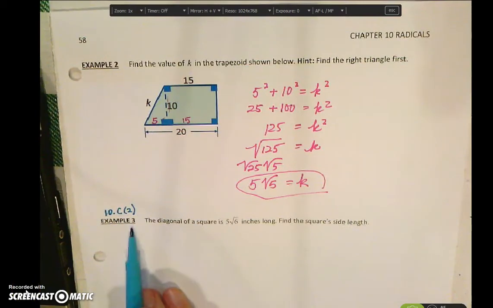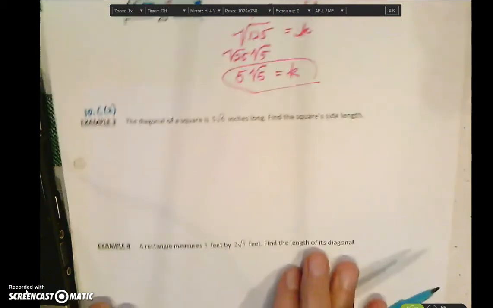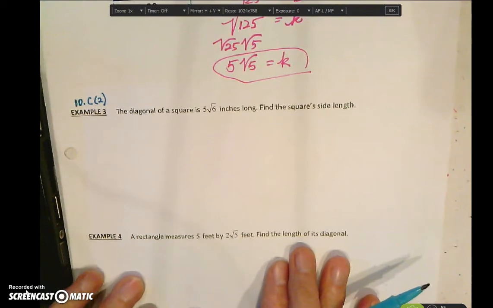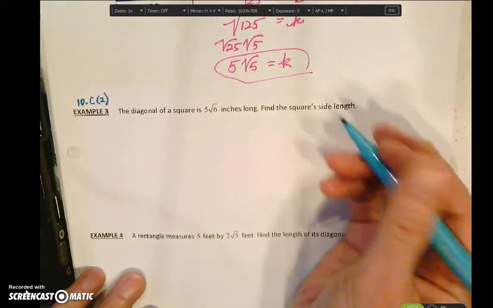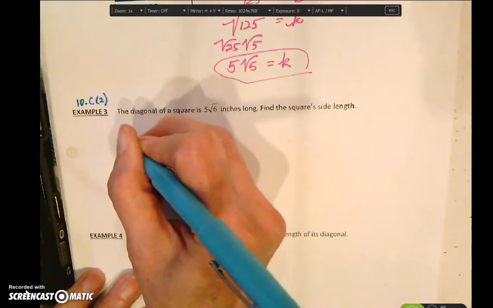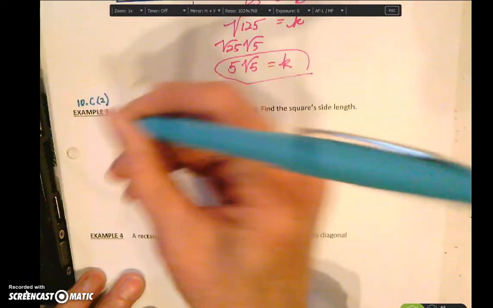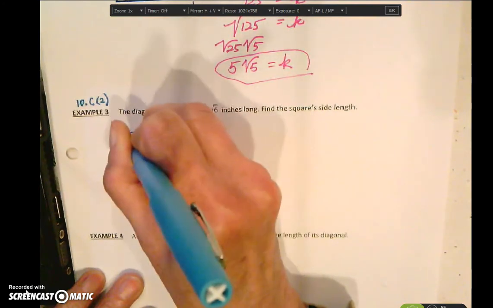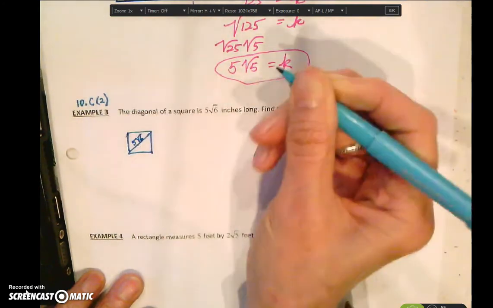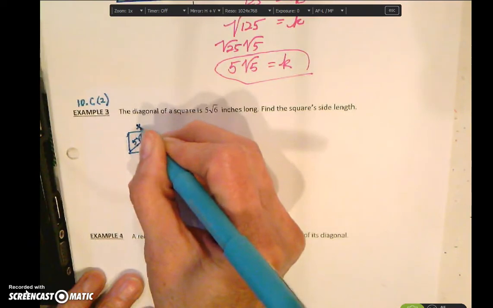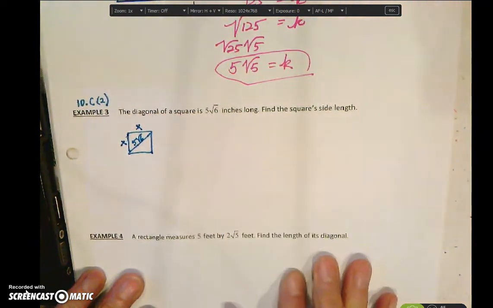So we'll begin with example 3 for our second video of 10C. It says the diagonal of a square is 5 square root of 6 inches long. So we'll just draw a picture here. A square means all the sides are the same, and we know that the diagonal is 5 radical 6. Since the sides are the same, they're both going to be x.